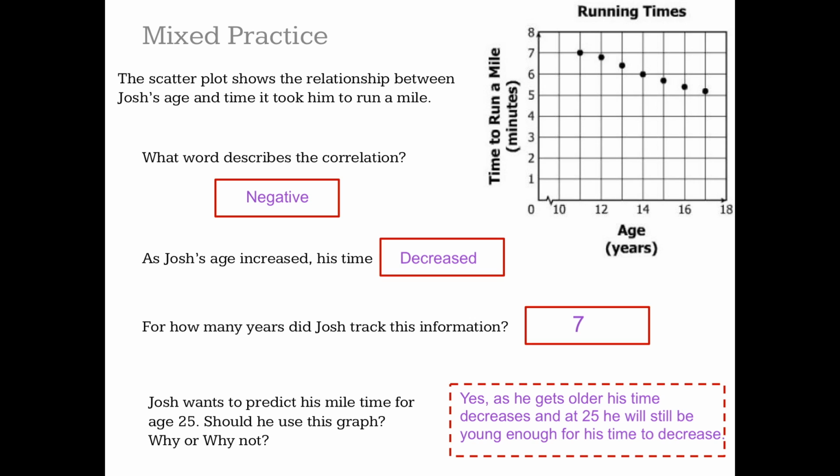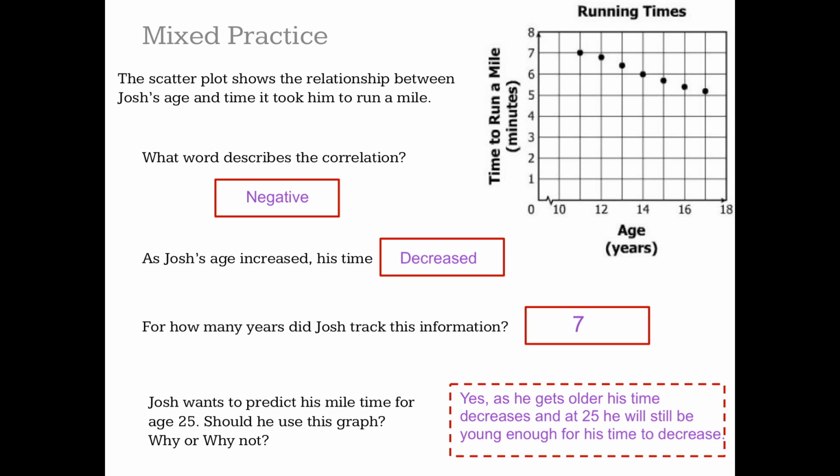The most important one says, if Josh wants to predict his mile time for age 25, should he use this graph? Why or why not? You should have said yes. As he gets older, his time will decrease, and at 25, he'll still be young enough for his time to decrease. Obviously, this graph can't work forever, because when you're 80 or 90 years old, your time is not going to continue to decrease. However, at 25, he's still young enough for his time to decrease. He is not yet too old.